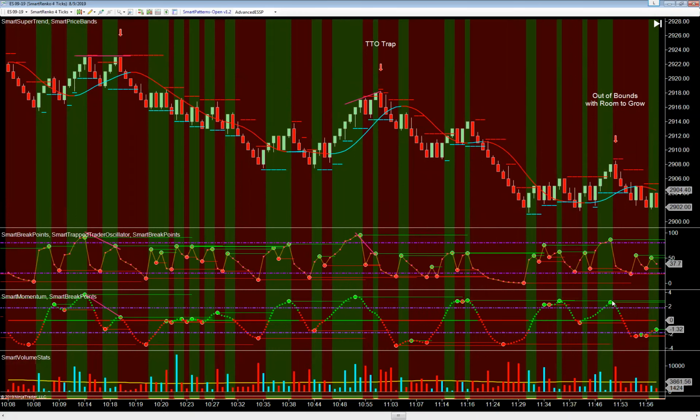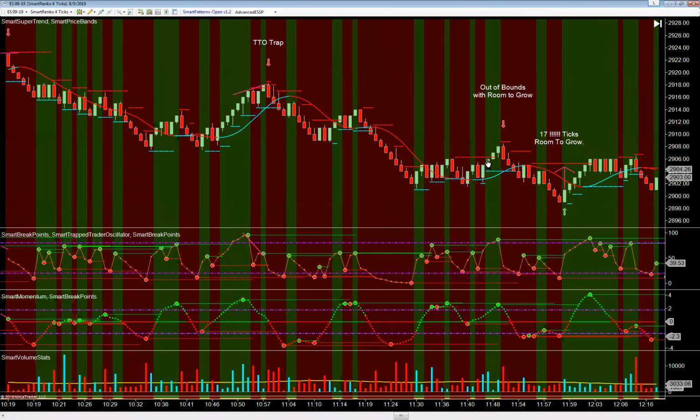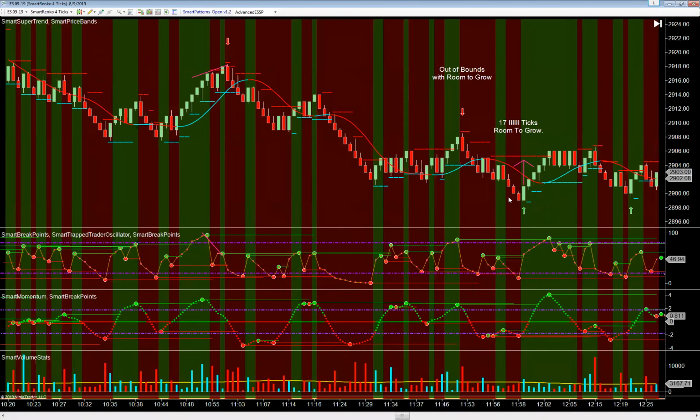Okay, smart momentum, trap trader oscillator say too many people on the long side, red reversal bar. Smart momentum, trap trader oscillator, both are out of bounds. 8 ticks, room to grow. You can notice here, we're cluttered with all these SST prints. We've got this open zone, and what does the market do? You guessed it. The market goes again for us.